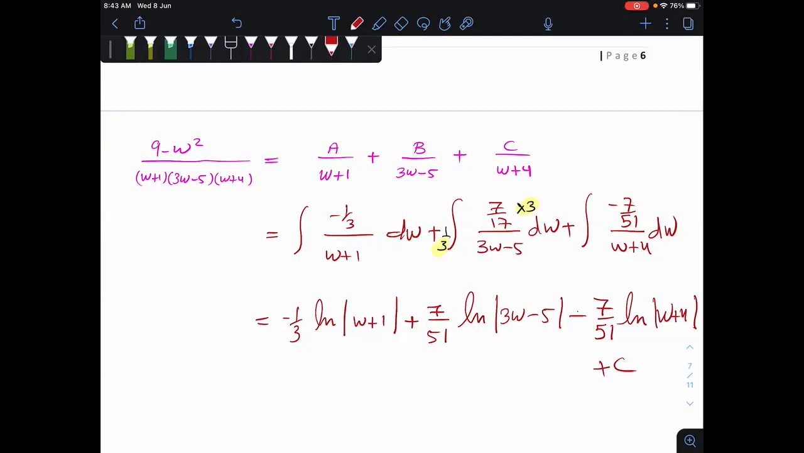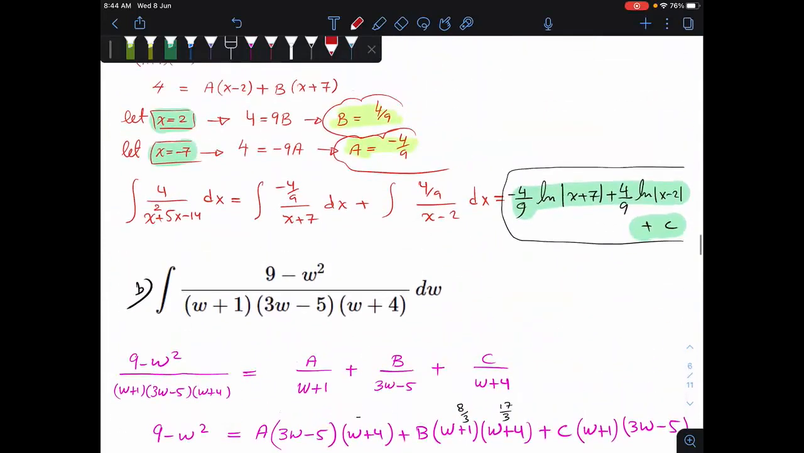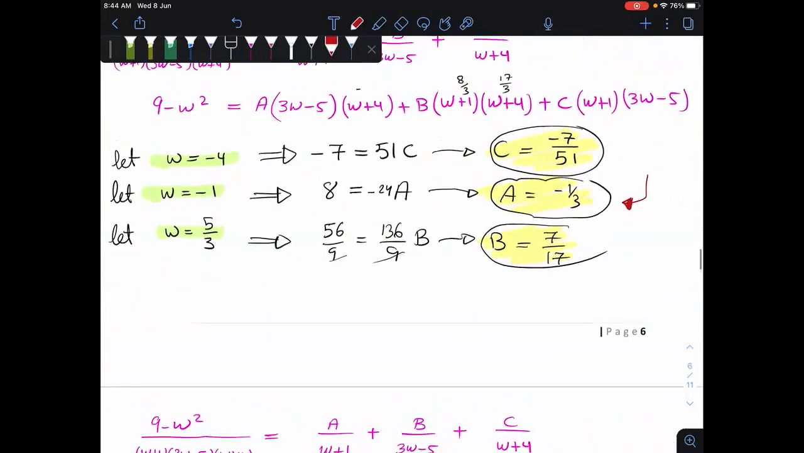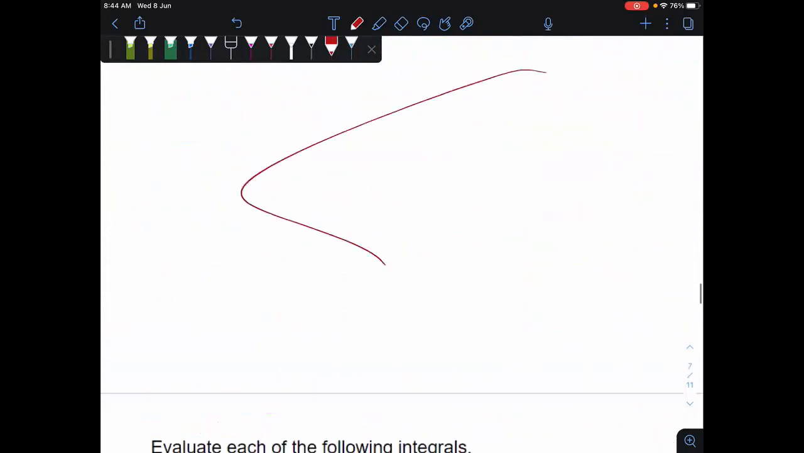Okay, and take this constant outside the integral. So we still have 3 over 3W minus 5, which is ln absolute value of 3W minus 5. And 7 over 17 becomes 7 over 51 after multiplying by 3. And this is the final answer. Okay. B is 7 over 17, dividing 56 by 136.